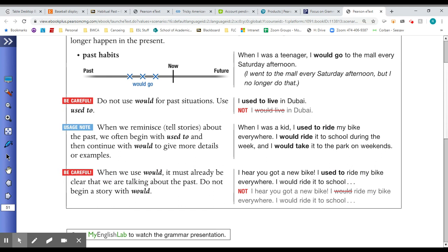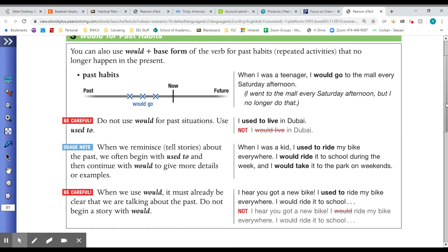Also be careful, when we use would, it must already be clear that we are talking about the past. Don't begin a story with would. Say, I hear you got a new bike. I used to ride my bike everywhere. Not, I hear you got a new bike. I would ride my bike everywhere. That has a different meaning because of the modal verb. If you need to review this video and pause to read the examples in more detail, please do that now.